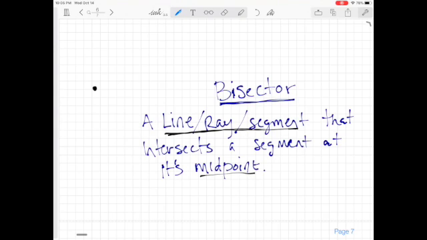So say, for example, I had this segment here, and let's call this XY. Then right at the midpoint, there's another line that intersects it, such that this, call this WY, was congruent with XW. I could call this line here a segment bisector.